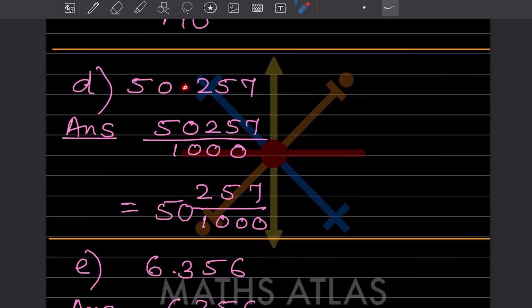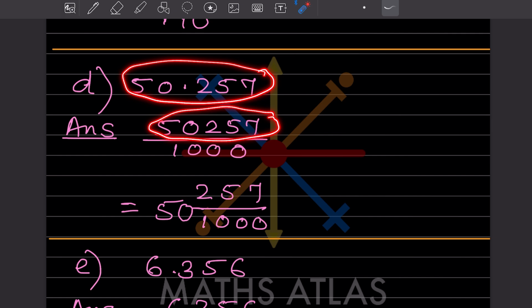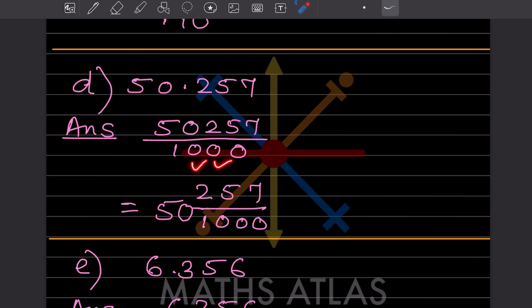Again now look here, after the point there are 3 numbers. 3 numbers means 3 zeros. So first we will write this all without a decimal and then we are going to put 3 zeros, with one as it is. When we divide this one, you can divide and see this number. We get 50 integers 257 by 1000. We cannot simplify this further. So the answer is this.